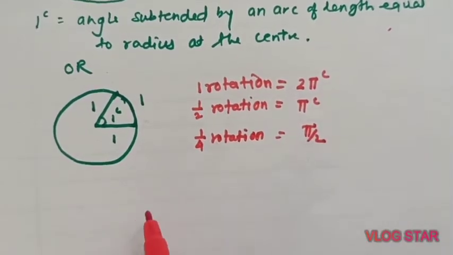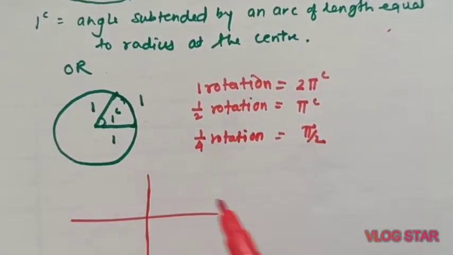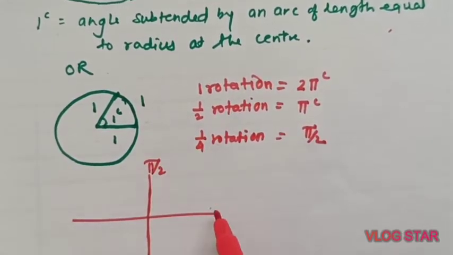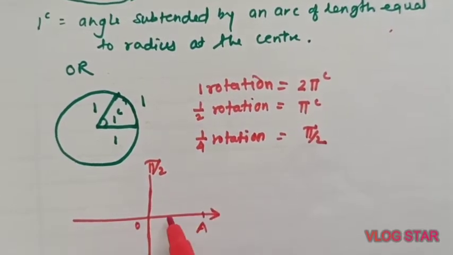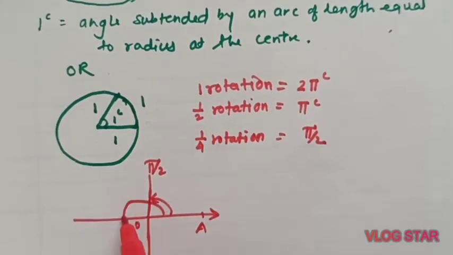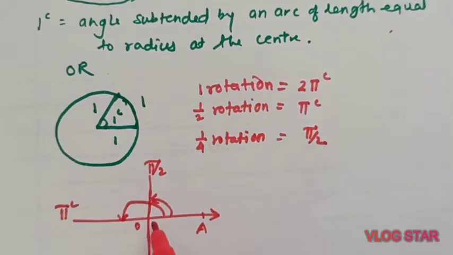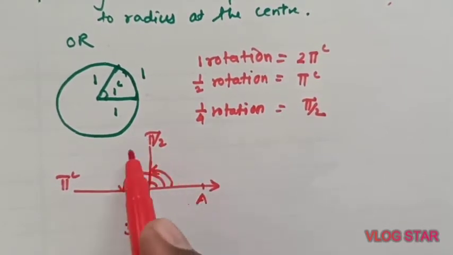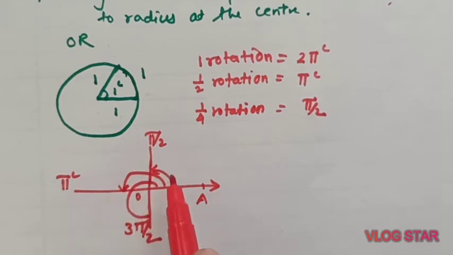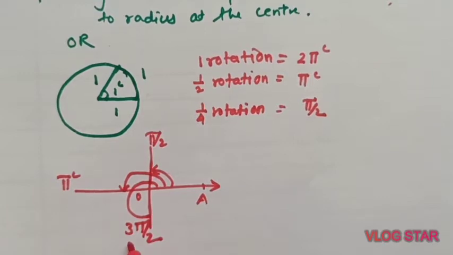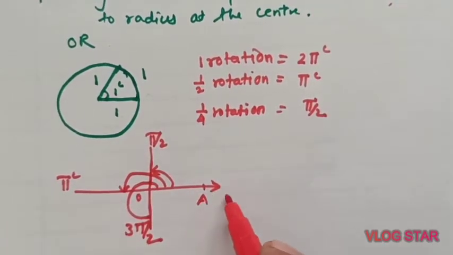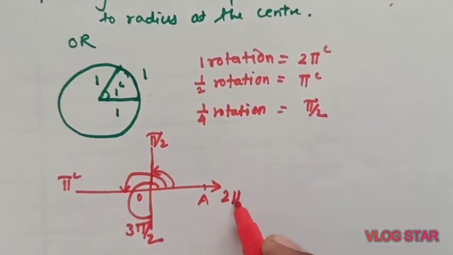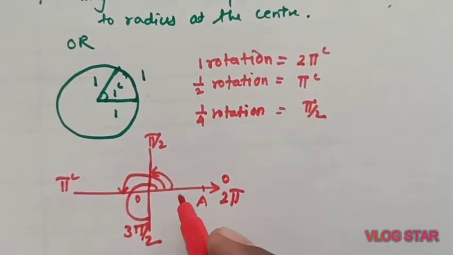So if you consider this, this is pi by 2, this is the initial arm. So this much is pi by 2. Till here is pi radian. If you go ahead, 3/4 is equal to 3 times pi by 2. So 1/4 is pi by 2, 90 degrees is equivalent to pi by 2. So 180 is 2 times pi by 2, that is pi. Then 3 times pi by 2, and this is 4 times pi by 2, meaning 2 pi. So 0 is equivalent to 2 pi.